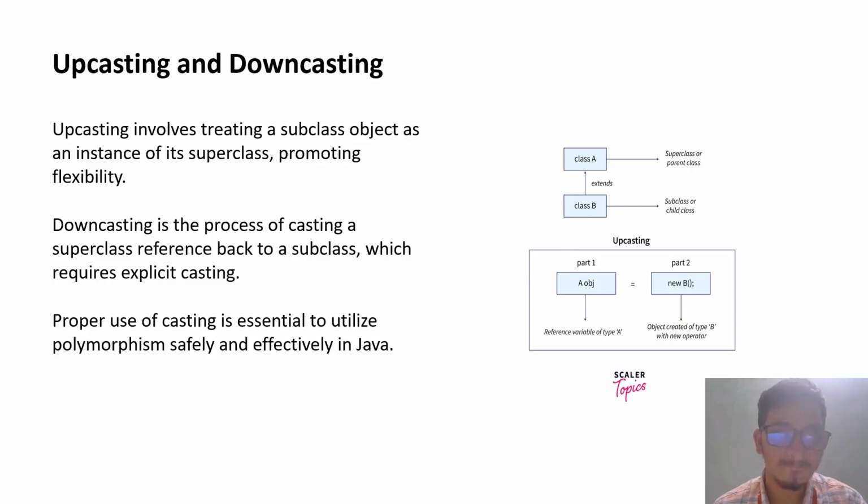Upcasting and downcasting. Upcasting involves treating a subclass object as an instance of its superclass, promoting flexibility. Downcasting is the process of casting a superclass reference back to a subclass, which requires explicit casting. Proper use of casting is essential to utilize polymorphism safely and effectively in Java.